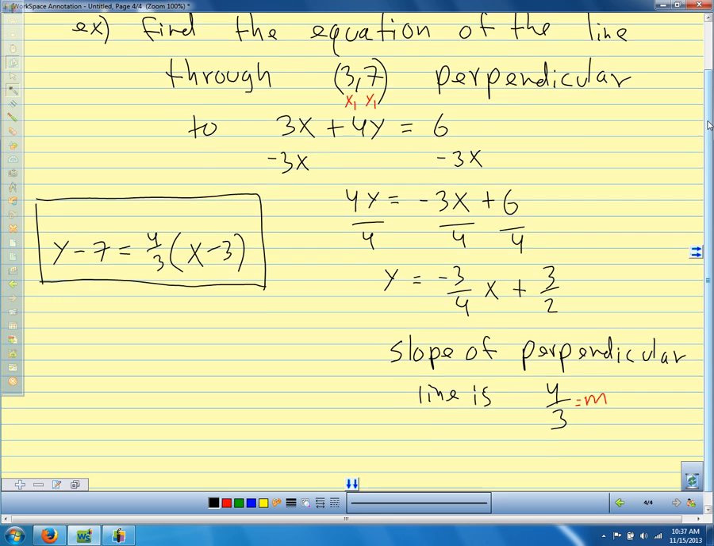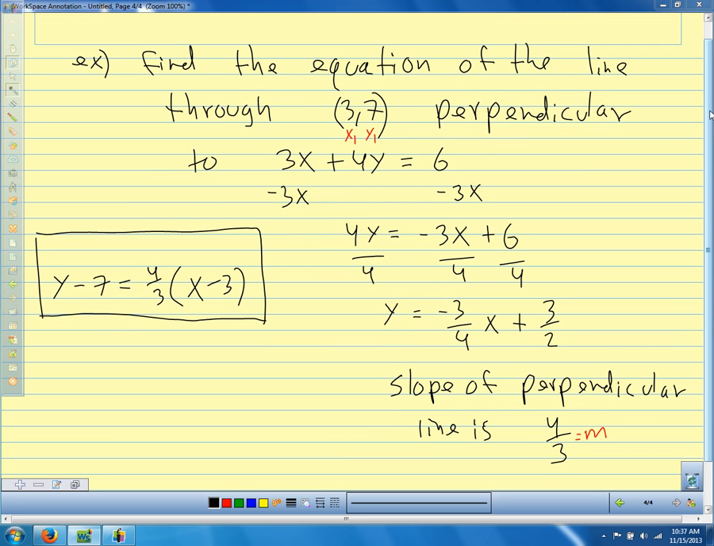So those are the kinds of questions that I would ask you to do on the test. Find the equation of the line through a point that's either parallel or perpendicular to another. So questions on those two examples?